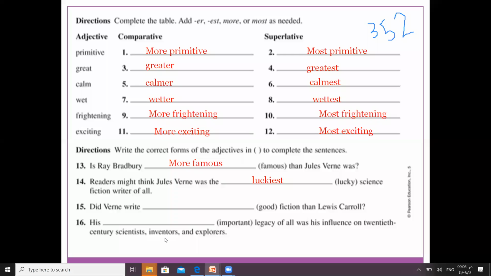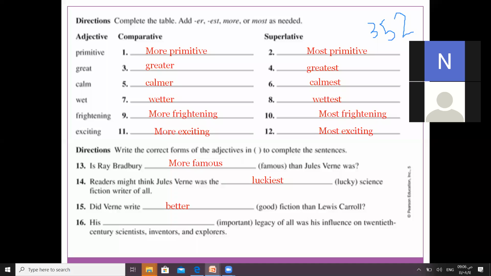Now, this one: writes good fiction than Lewis Carroll. Better. Perfect. Why better? Because it's irregular. I told you bad and good are irregular adjectives, so we will choose the complete word when we are making a superlative or comparative. By the way, here it is comparative. We are comparing between two authors.